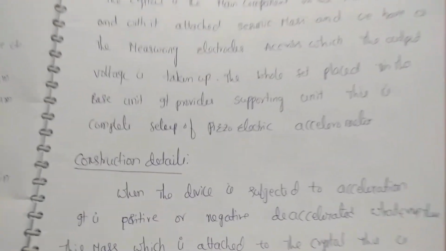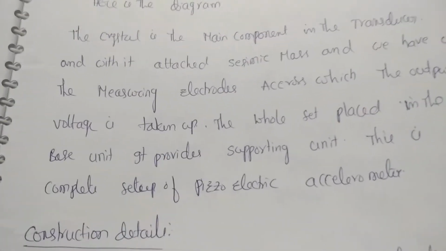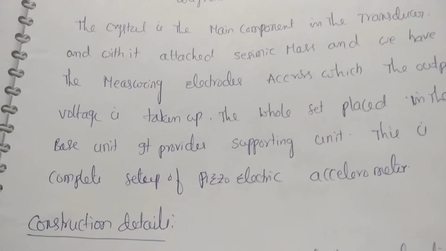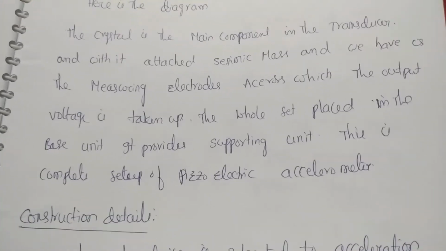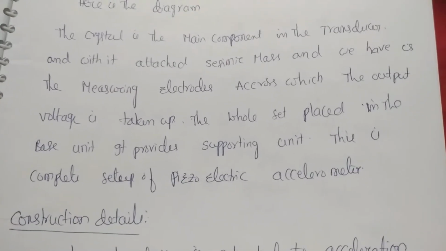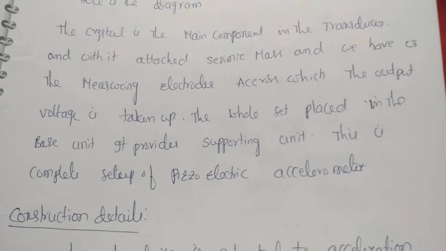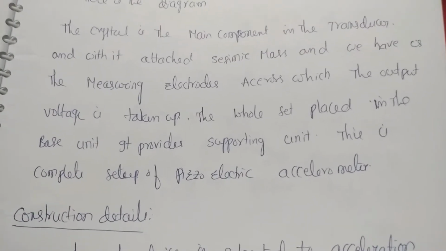Now let's see the construction of the piezoelectric transducer accelerometer. The crystal is the main component in the transducer. Normally there are different materials we discussed, and any of the materials can be used, but in the most popular accelerometers we normally use quartz crystals.